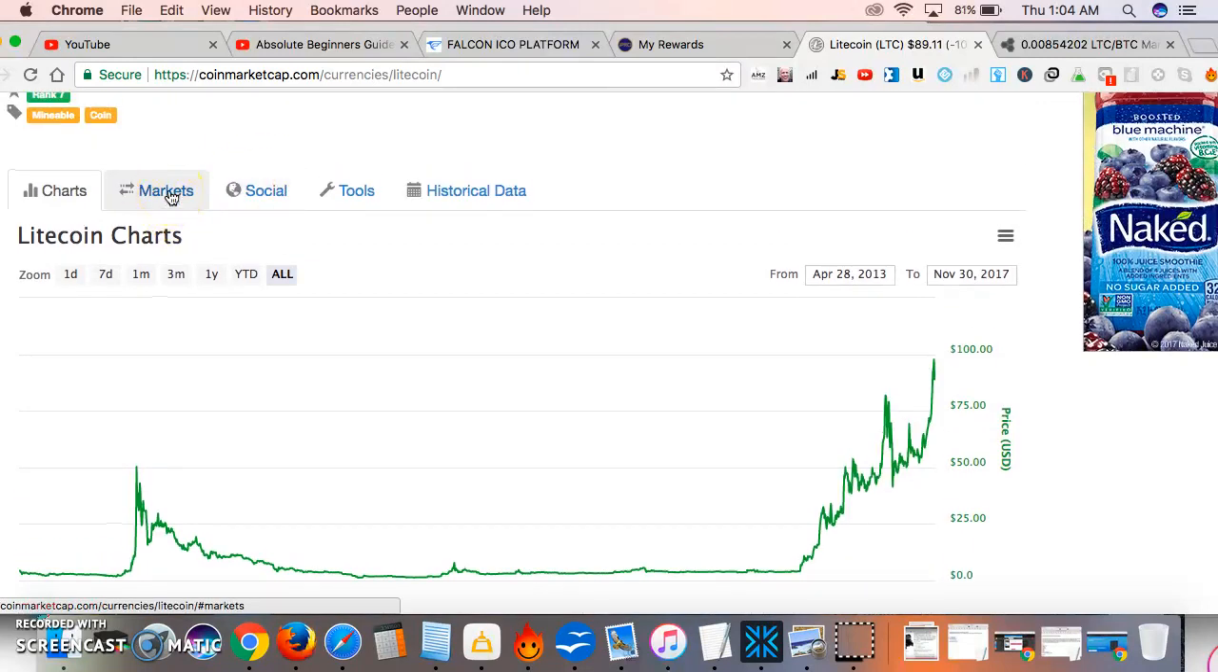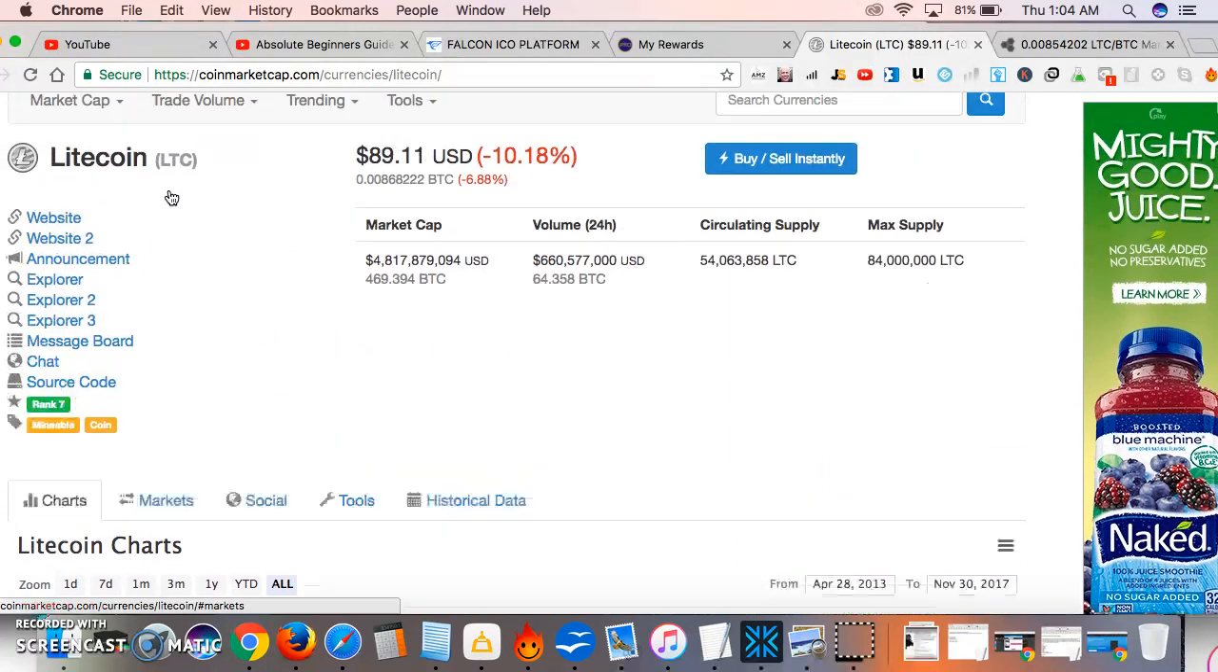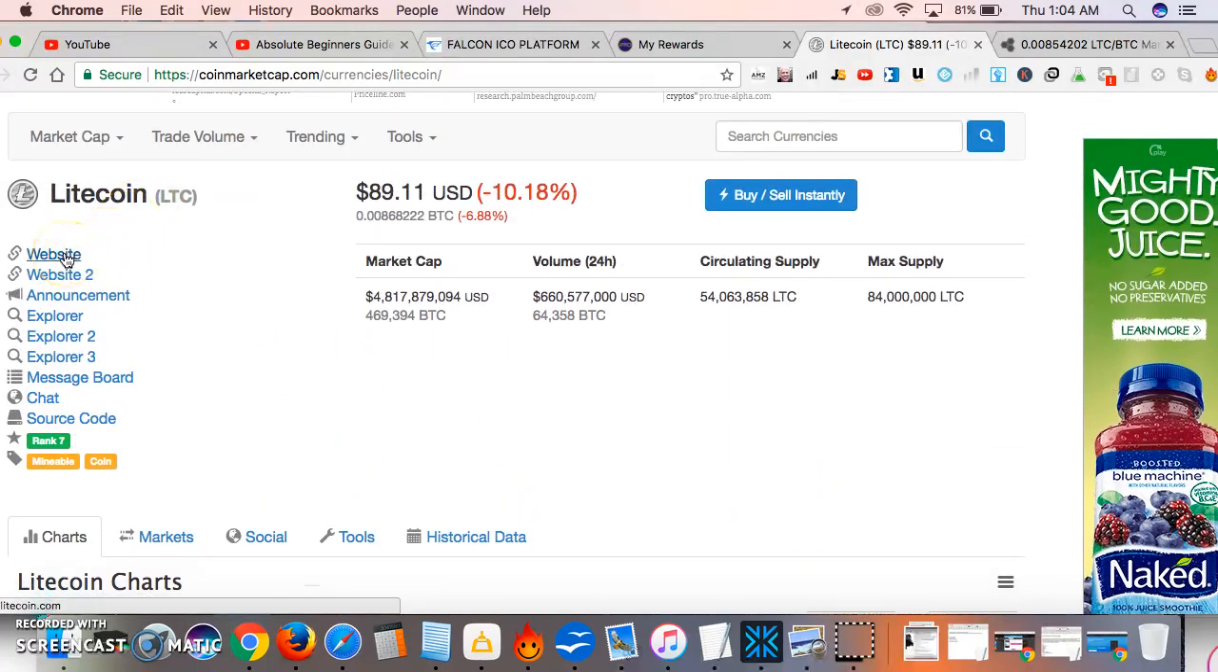I would click to see the markets. I would also click to see the website, and I would do my research to figure out, okay, is this a good coin? What is this coin about? Who are the founders of the coin? Who are the creators? What was their mission? I would read the white paper. I would just go in depth with a coin that I was not familiar with.